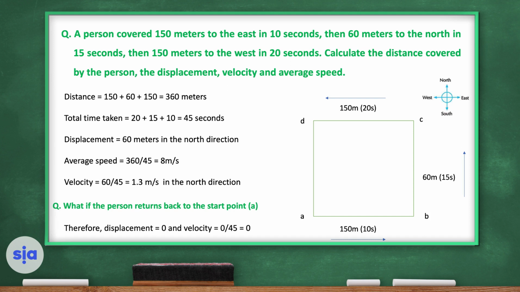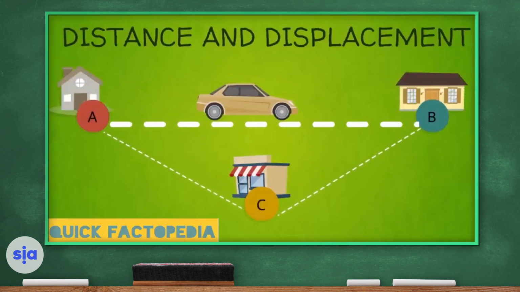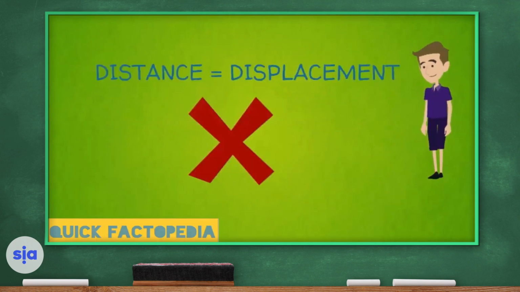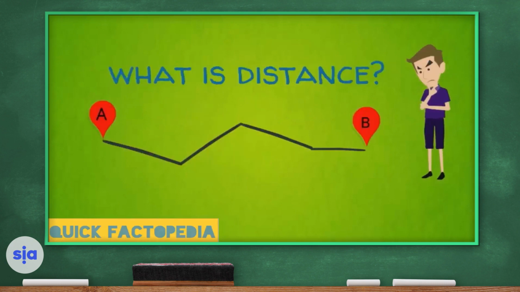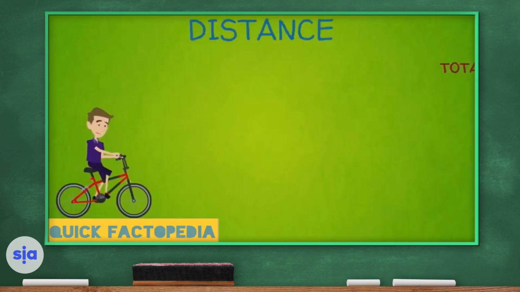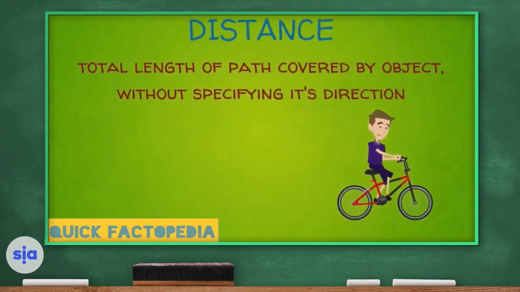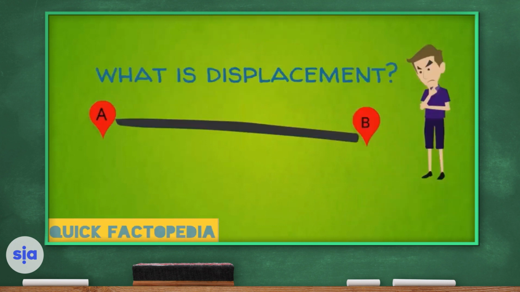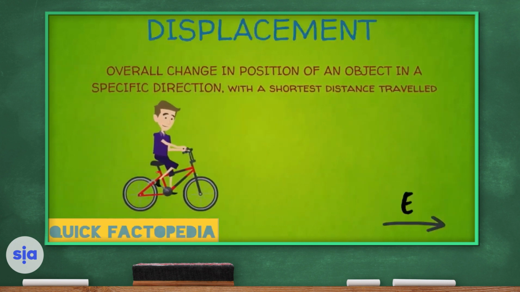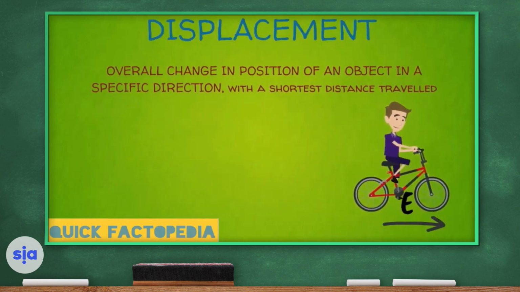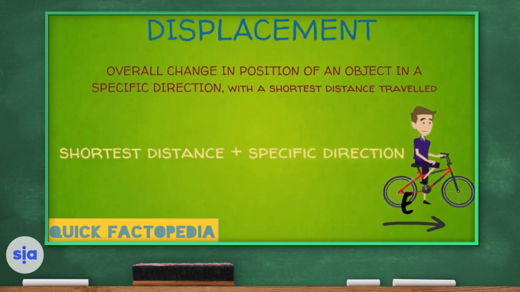Let's watch this video together. Today, we will learn about what is distance and displacement. A lot of you will say, both are the same thing, just different words. But no, it's not. So let's know first, what do you mean by distance? It is the total length of path covered by an object, without specifying its direction. Then, what is displacement? It is the overall change in position of an object in a specific direction with the shortest distance traveled. Or let's say in simple terms, it is the shortest distance traveled in a specific direction.